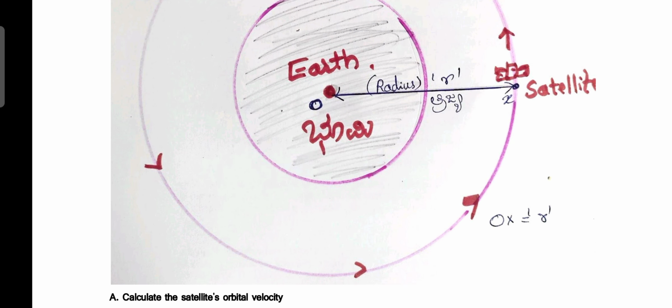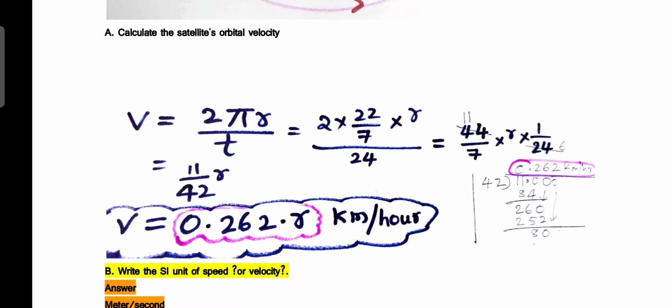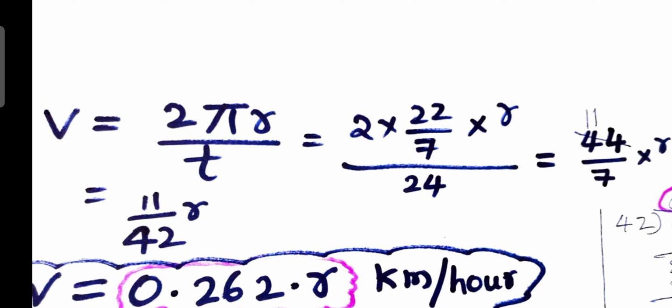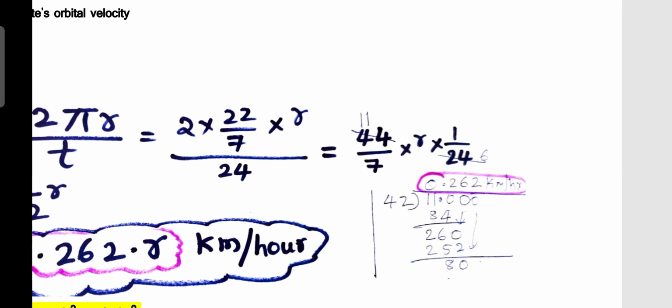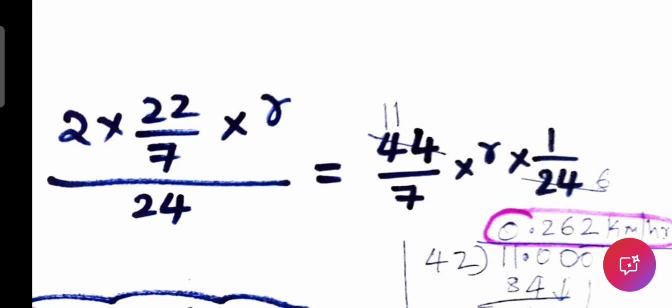Now let us go to the question part. Calculate the satellite's orbital velocity. What is the velocity of the satellite while it is going around the earth in a circular path? That is the question. So velocity is equal to the distance travelled divided by time. So distance travelled is nothing but the circumference 2 pi r divided by the time. 2 pi r is nothing but 2 into 22 by 7 into r divided by 24. Now if you take the value, 22 into 2 is 44 divided by 7 into r into 1 by 24.